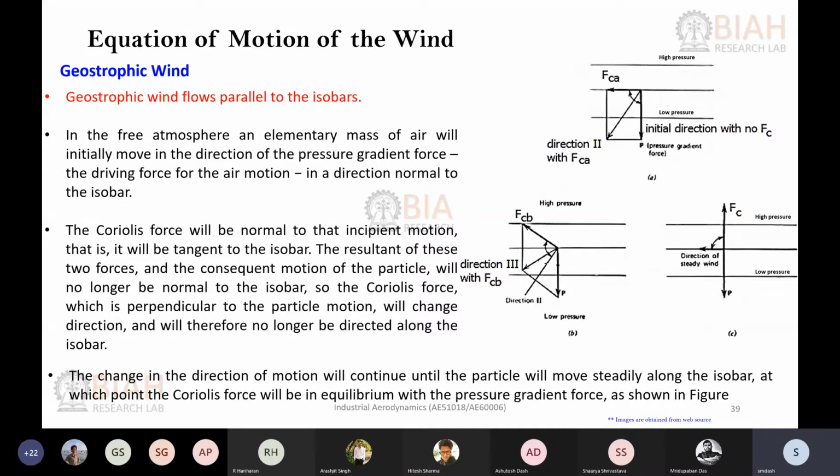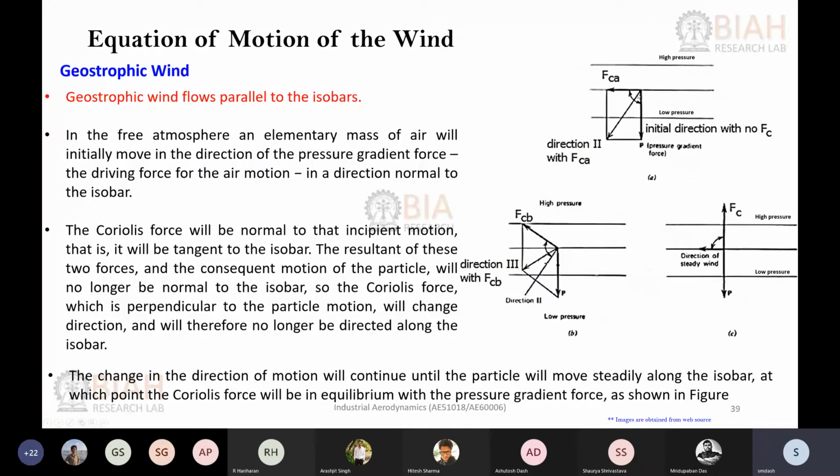In this case, since we don't have the centrifugal force, the isobars are straight lines, and the direction of the geostrophic wind is always parallel to the isobars. These are the isobars, the lines where you have constant pressure, which I think you must be knowing. This is a high pressure isobar, and this is a low pressure isobar.